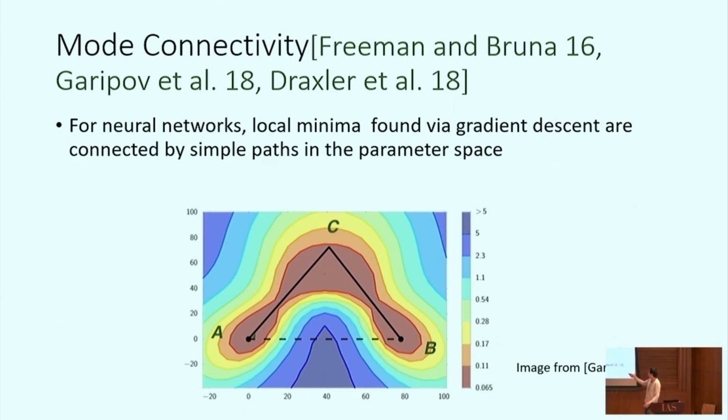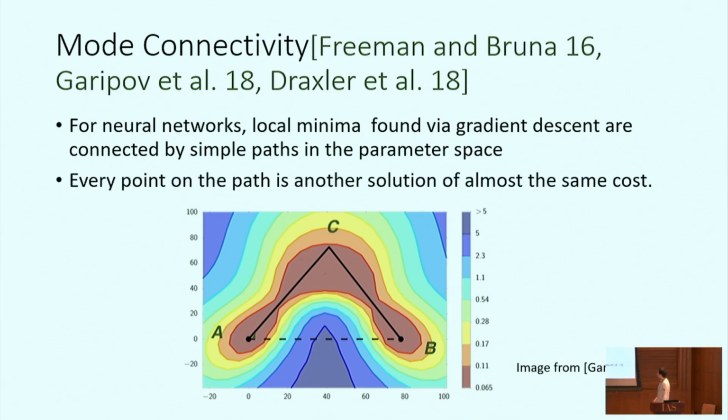So local minima found by gradient descent are actually connected by simple paths. In this case, the simple path is just a path with two line segments in the parameter space. So if you go from A to C and C to B, your loss stays at a very low level. Every point on this path is basically another solution of almost the same cost. So this was very surprising to me.